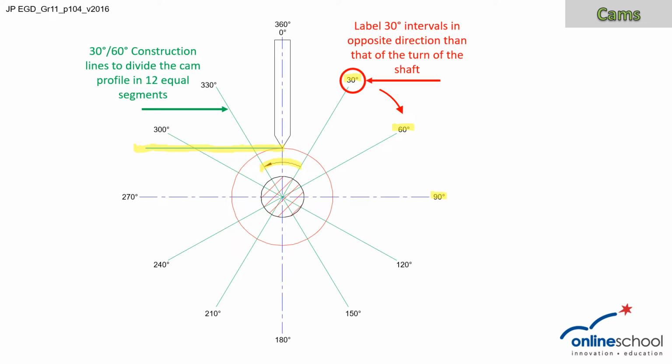But we also now have taken our 30 and 60 degree set square, and through the center of the camshaft I've drawn in those 30 and 60 degree intervals that represent the 12 segments of movement for our follower.